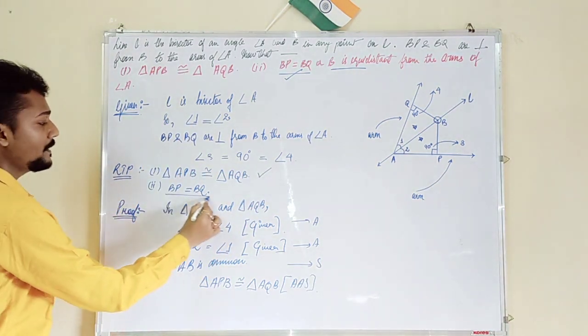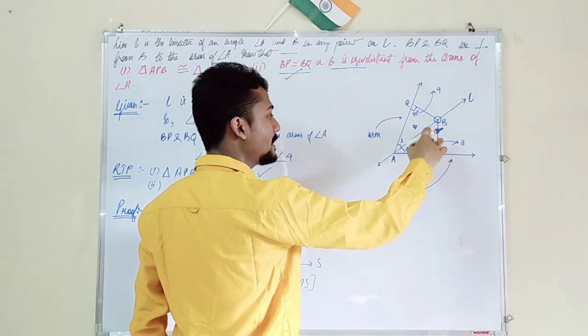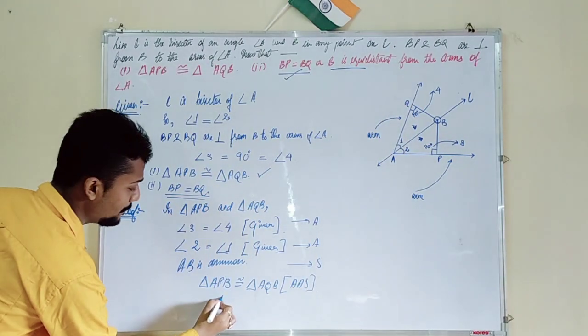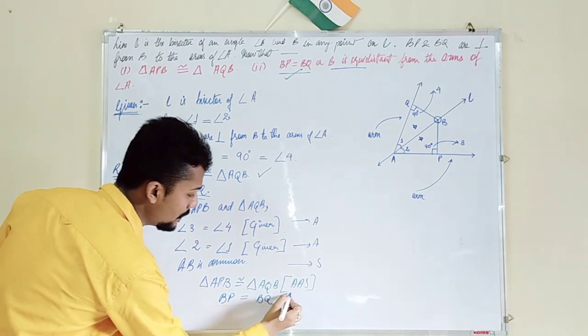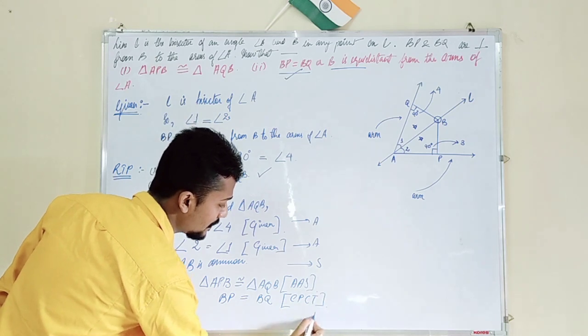Next comes BP is equal to BQ. If you see these two particular triangles, both are congruent. That means what can I say about BP and BQ? Both are equal by CPCT. Proved.